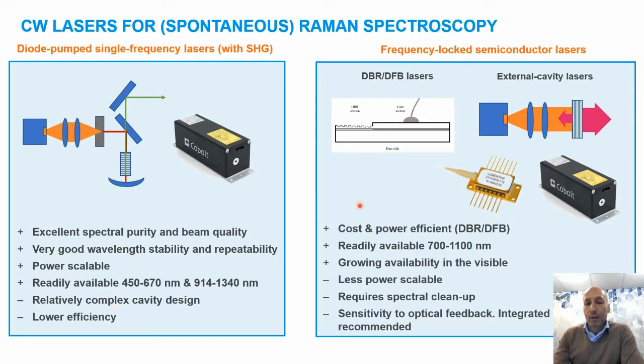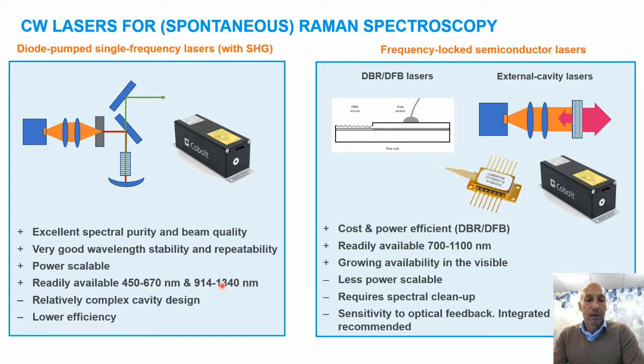The frequency locked lasers, especially in the case of DBRs and DFBs, can be very cost and power efficient. They are readily available across the range of 700 to 1100 nanometers. And thanks to an increasing availability of external cavity lasers, they are increasingly available also in the visible and in the violet. However, they are a little less power scalable than the diode pumped lasers, and they require spectral cleanup filters to be used for Raman spectroscopy. This kind of laser is also more sensitive to optical feedback.